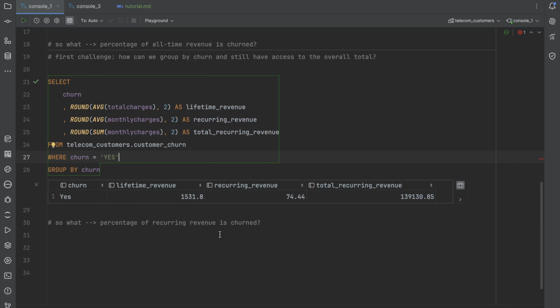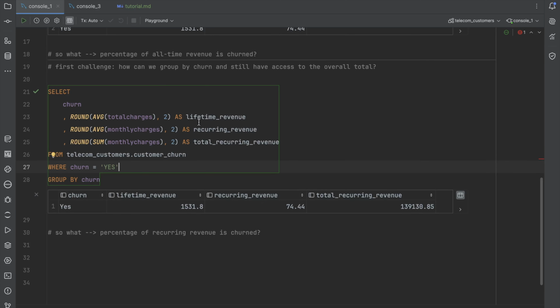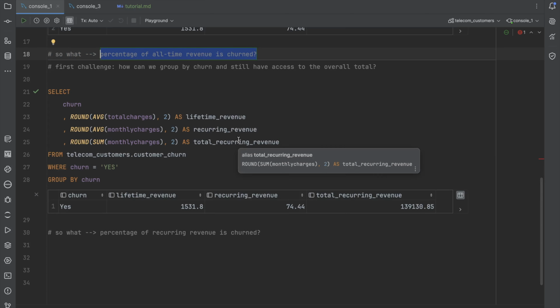So tune in for the next video, where we'll be diving into tackling this challenge and working towards getting that percentage of all-time revenue and recurring revenue that is churning.